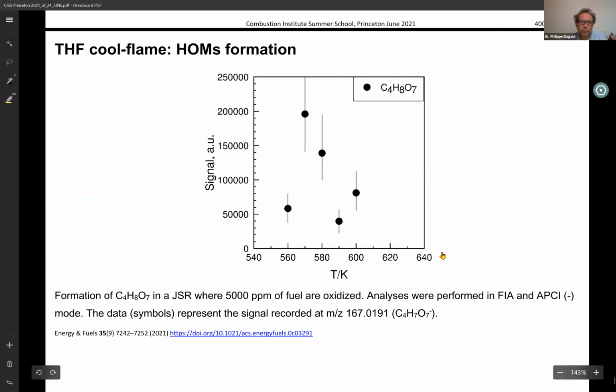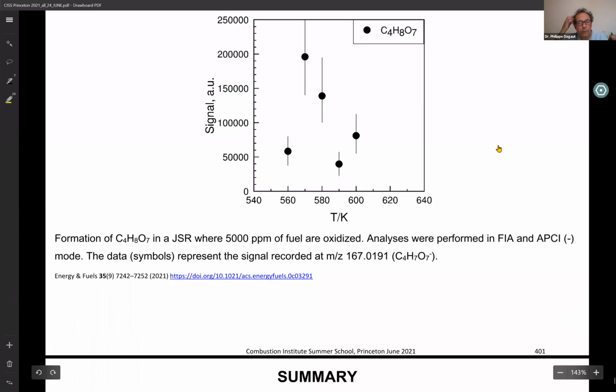And finally we could also observe some more oxidized species, like this C4H8O7, which results from more than 2 O2 addition on the initial radicals.